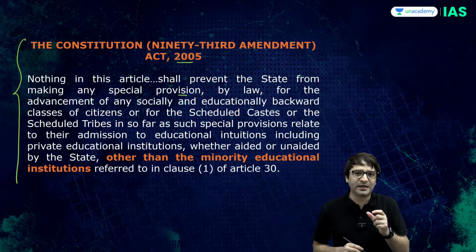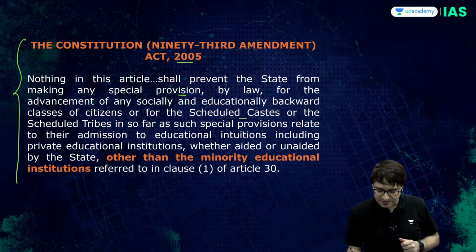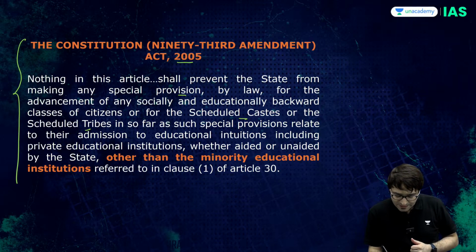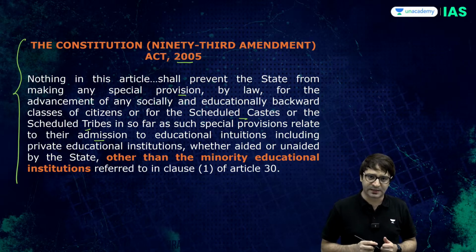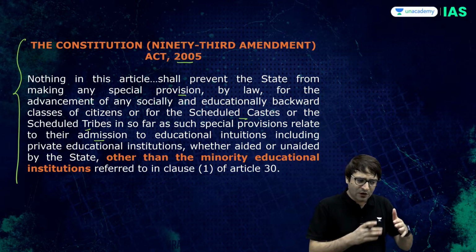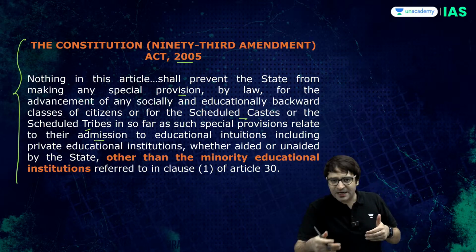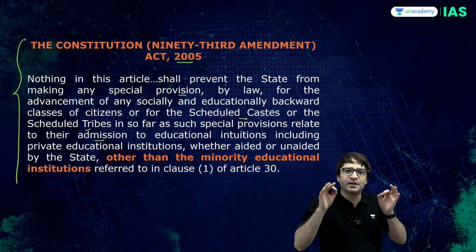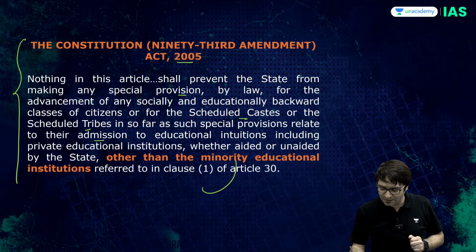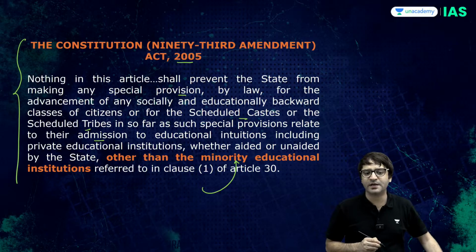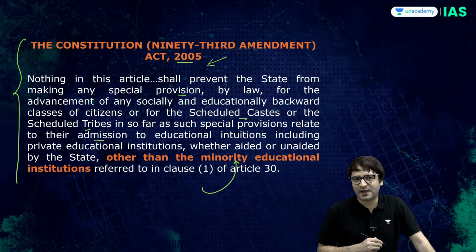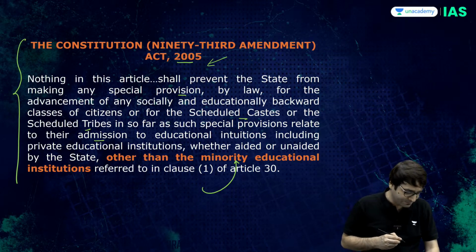For advancing the socially and educationally backward classes of citizens, including SCs and STs, insofar as their admission to educational institutions is concerned. Whether this is a government educational institution, a private educational institution, an aided private institution or an unaided private institution. The only category of educational institution which was kept out of this reservation system is the minority educational institution under Article 30 of the Constitution. This was done by the 93rd Amendment Act 2005, an important constitutional amendment.